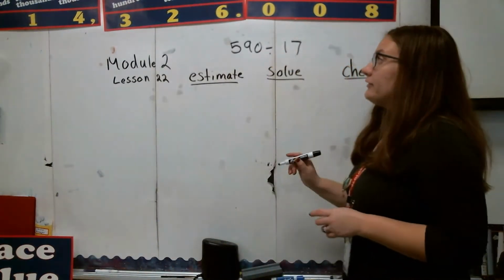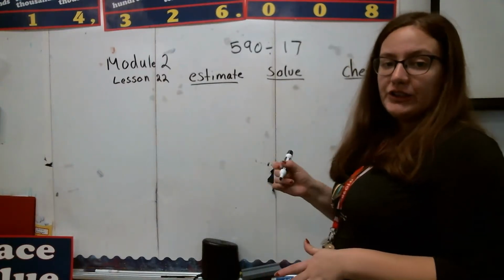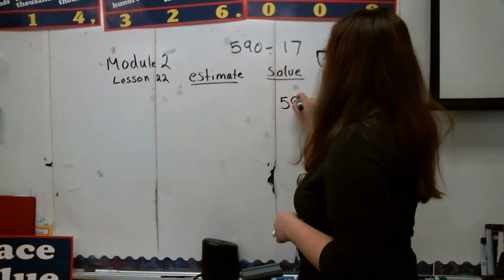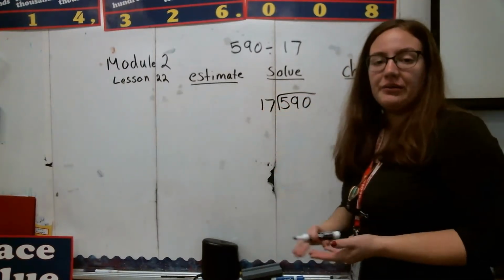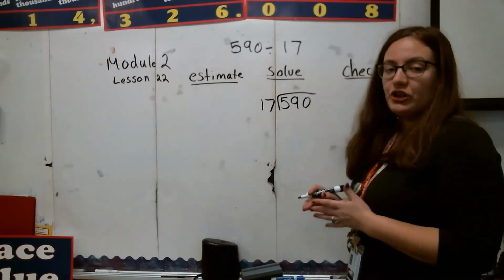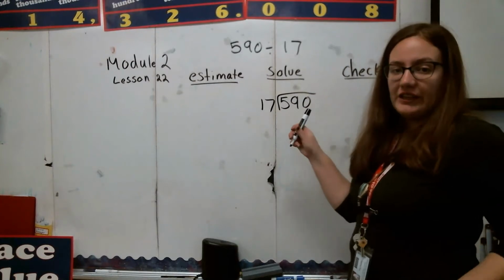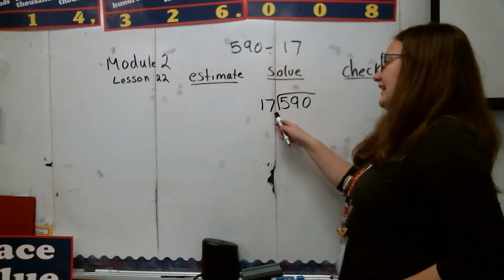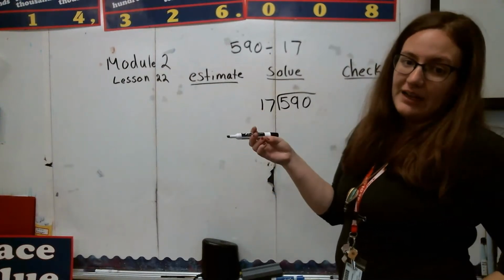So for our first problem, 590 divided by 17, what I'm actually going to do first is set up my standard algorithm. So I have 590 divided by 17. I know usually we start off by doing the estimate, but during this problem, I'm going to show you why I want to set up the standard algorithm first. Because when I do this, what I see is that I'm not trying to fit 17 all the way into 590 like I would with the other problems that I was doing.